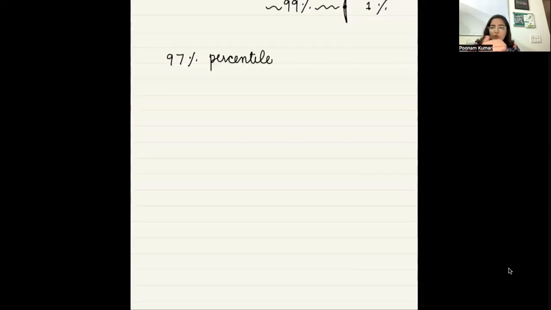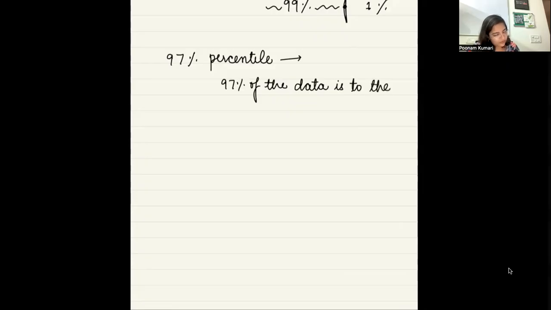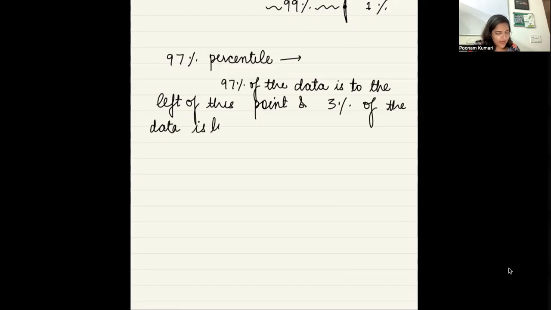Later on in our course, we will understand how to calculate these, okay? So don't worry about that. 97% of the data is to the left of this point. And 3% of the data is to the right of this point. Okay. Is that all right? Is the meaning clear?